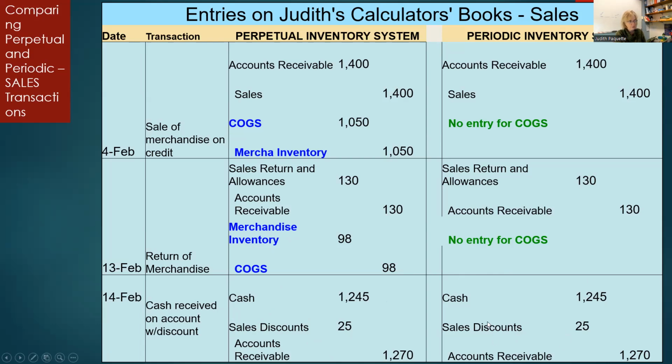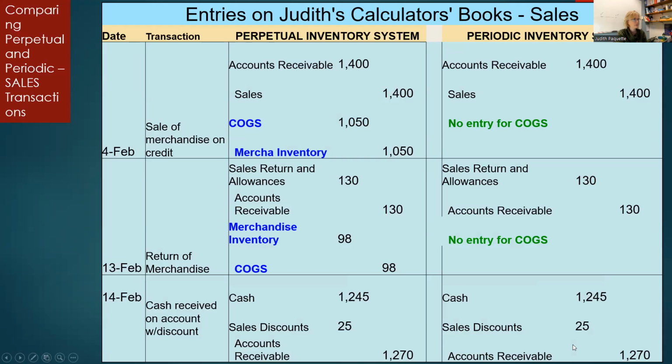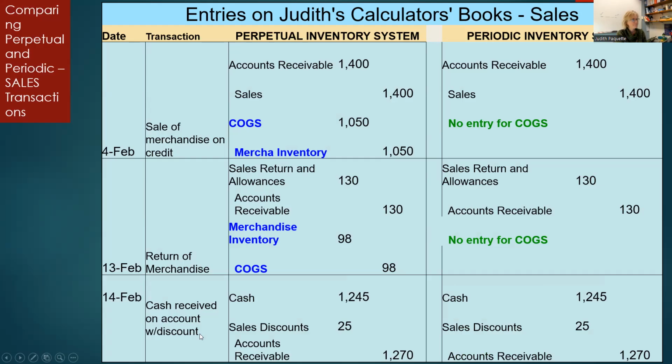Now let's go back to the purchases. Here, when they purchase, debit accounts payable, same. Credit cash, same. But credit inventory on the perpetual side, and over here, credit purchase discounts. Okay. So 1, 2, 3, 4, 5, 6. That's 13 journal entries.